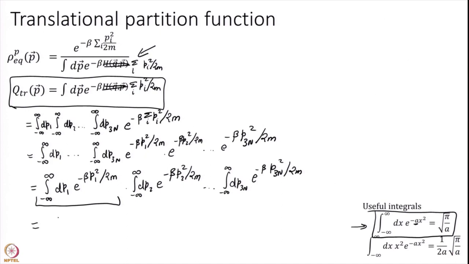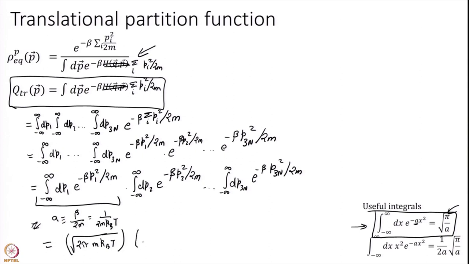So, A here will be beta over 2m. Yeah, it is the constant before my variable, which is nothing but 1 over 2m kb T. So, this thing becomes equal to root of 2 pi m kb T. Okay. So, I am simply using this formula here, root of pi over a. So, root of pi divided by a, but a is 1 over something. So, I get this thing.